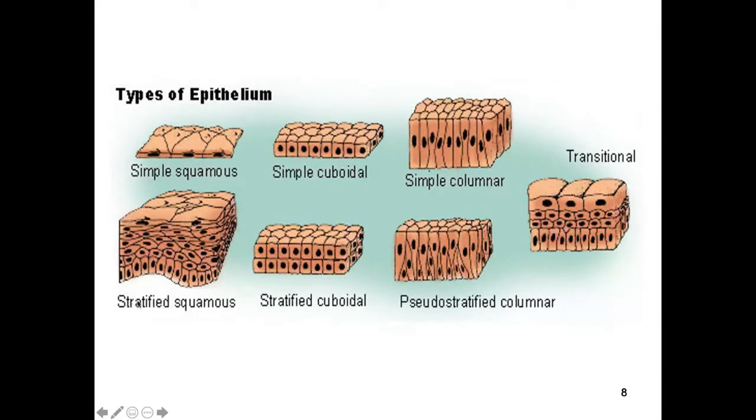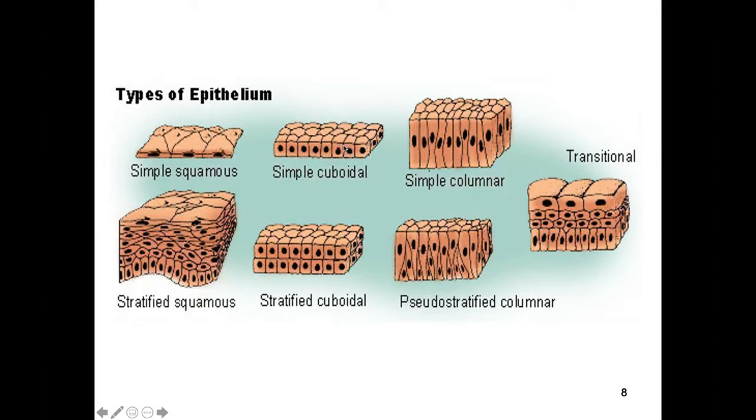But if we have something that's stratified squamous, multiple cell layers thick, this is good for, let's say, a chemical spill, or an abrasion, friction, or mechanical abrasions. So this would be good if you had it on the epidermis of the skin. And it just so happens we do. The top layer of skin has 25 or 30 layers of stratified squamous epithelium.